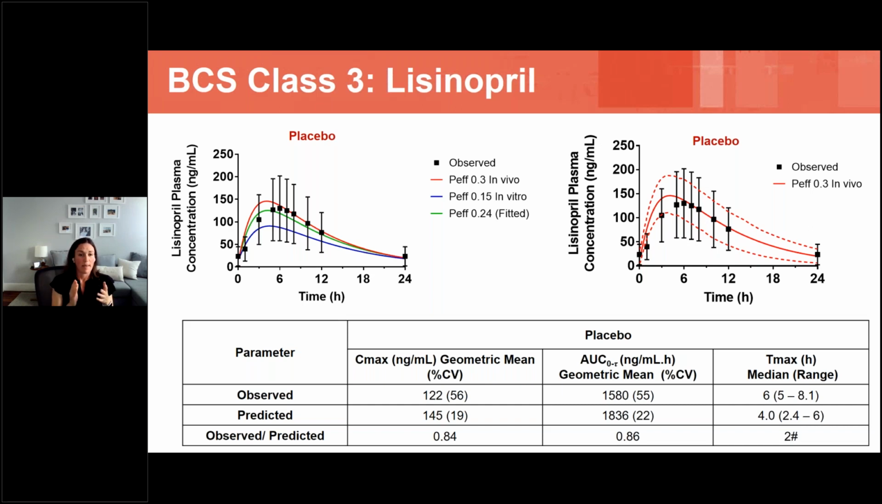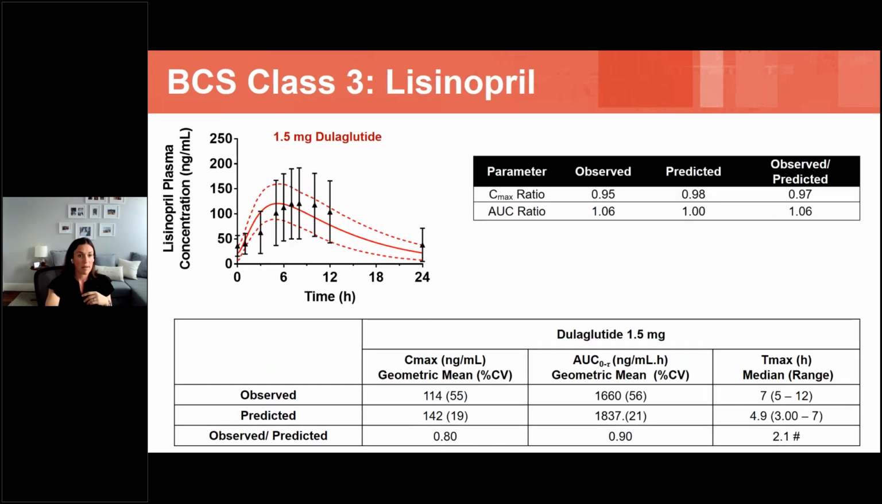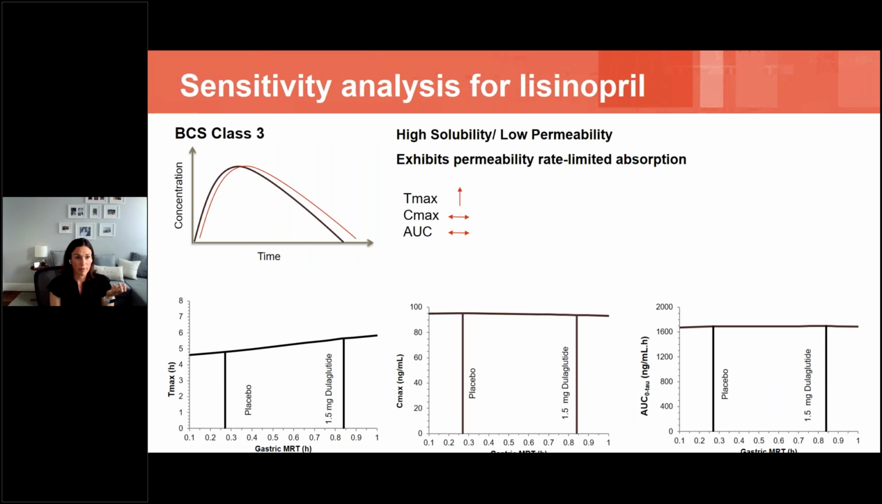And so, as I said before, it's not really perfect. It doesn't really match the Tmax, but the Cmax and the AUCs are quite well predicted, in the placebo and in the dulaglutide arm. And most importantly, the model can reproduce the lack of effect of gastric emptying delay. As I said before, this is as expected, given that the absorption of these compounds is not going to be limited by gastric emptying. It is going to be limited by the permeation through the small intestinal wall.